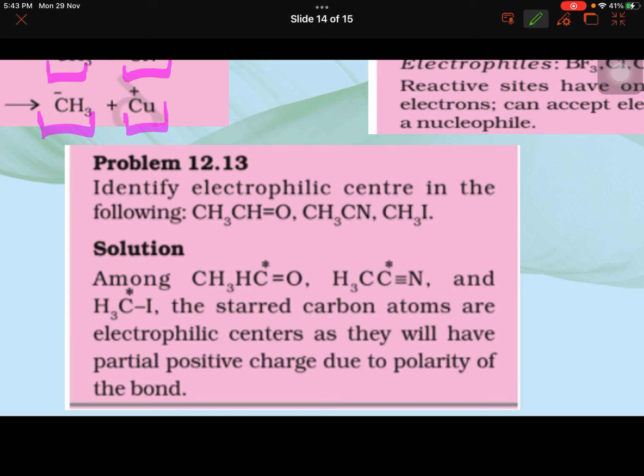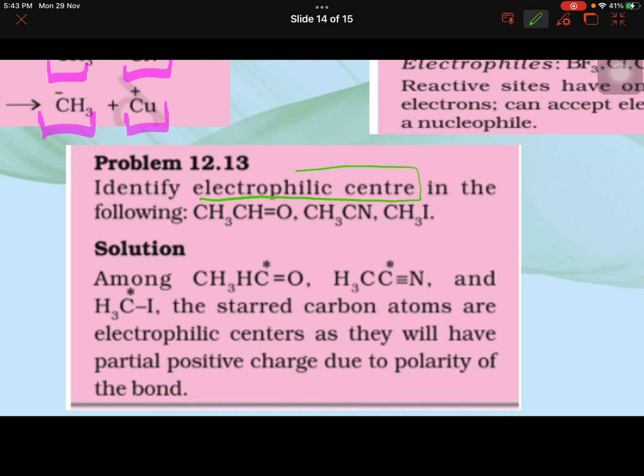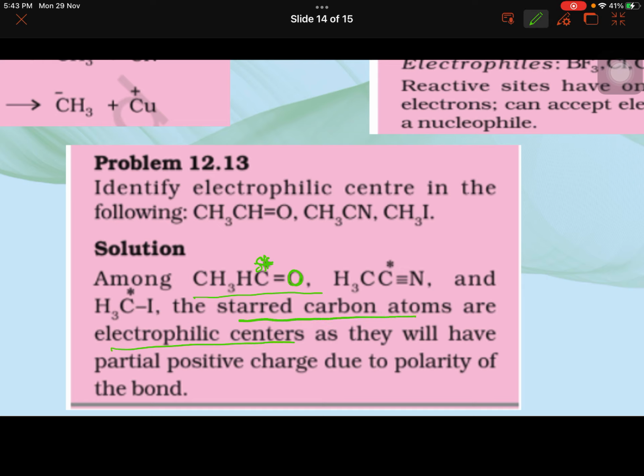Last question, very interesting. Electrophilic center. This term may confuse you if you do not understand it properly right now. What is the electrophilic center in the following? So see CH3CHO. In CH3CHO, this carbon will develop a positive charge. Why? Because it is attached to oxygen, which is highly electronegative in comparison to carbon. So if this carbon is developing a positive charge and it has to behave as an electrophile, through which atom is it going to make a bond with something which is electron rich? Through this carbon. So the starred carbon is the electrophilic center.